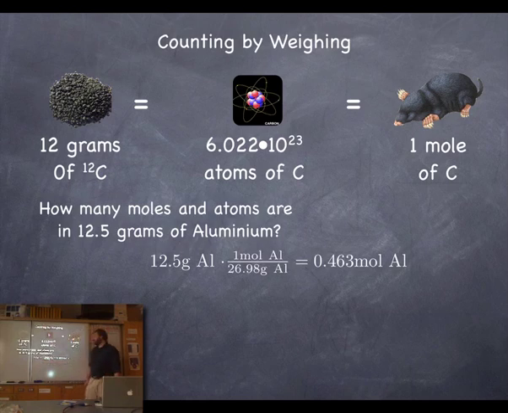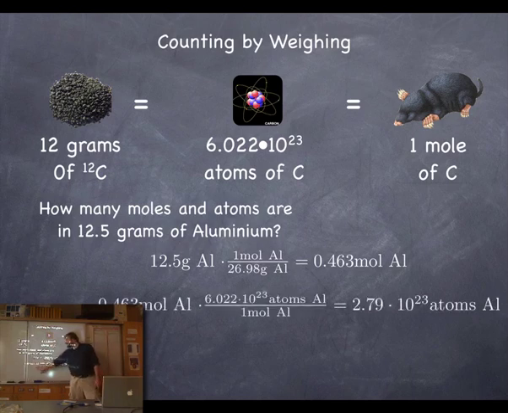12.5 divided by 26.98. And now I can take this value for the moles, and I know that 1 mole of something means that I have 6.022 times 10 to the 23rd individual particles of that thing. So I take my 0.463 moles of aluminum, and 1 mole of aluminum is 6.022 times 10 to the 23rd atoms of aluminum, which means that in my 12.5 grams, I have 2.79 times 10 to the 23rd atoms of aluminum.